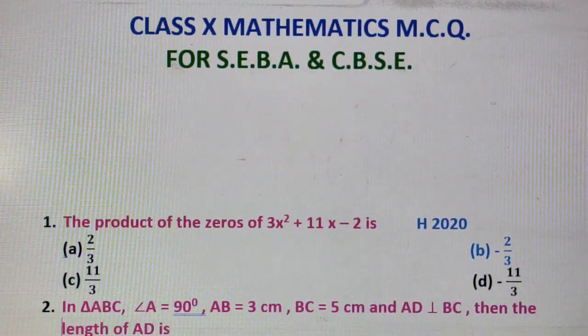The product of the zeros of 3x square plus 11x minus 2. We know that the product of the zeros equal to c by a. Here c is minus 2 and a is 3, that is minus 2 by 3.